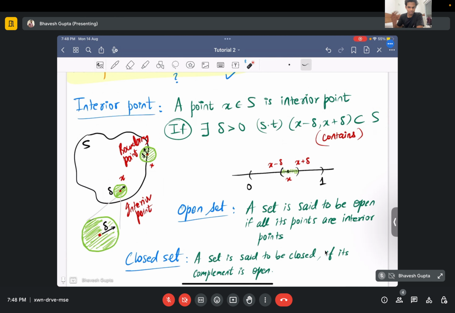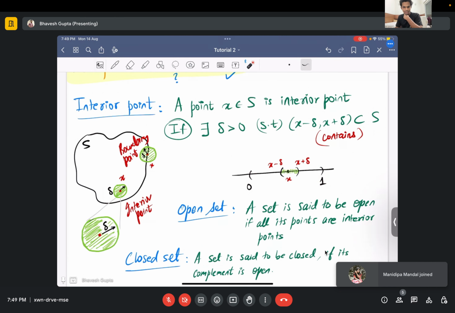I can basically illustrate the same point with a live example here. In this, I have a set. The set starts from zero and ends with one. Okay, and what do we see here? That I have a point, and I call that point to be an interior point.